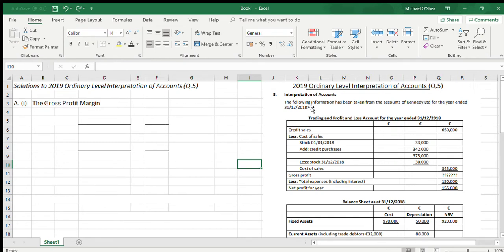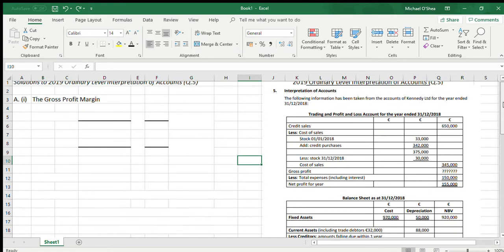This is the 2019 Ordinary Level Interpretations of Accounts question. So basically, this is the new topic we're going to look at. It's interpretations of accounts. It's question 5. It comes up every single year. And we're just going to start here with the Ordinary Level question. So you can follow this question on page 155 and 156 of your exam papers.